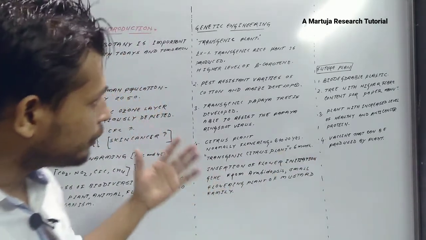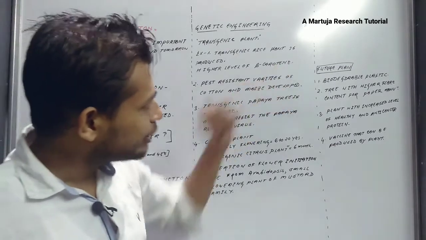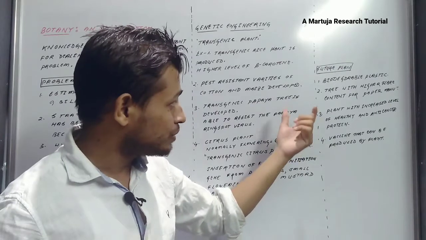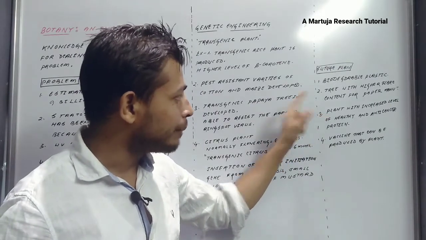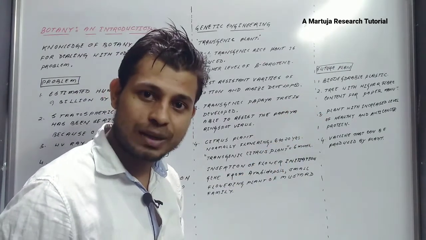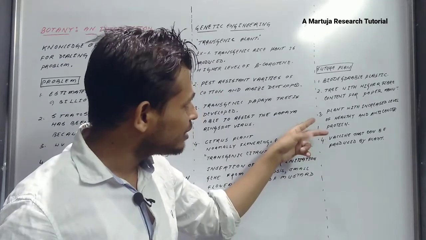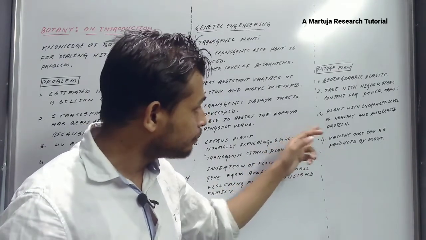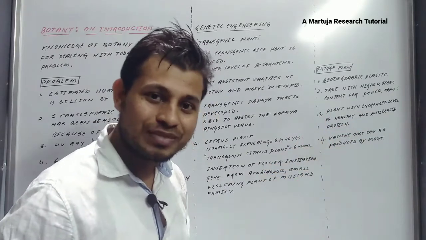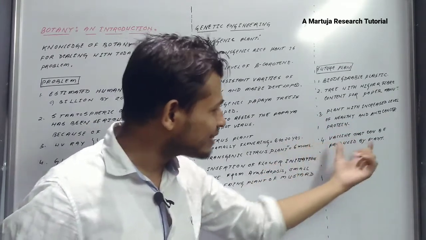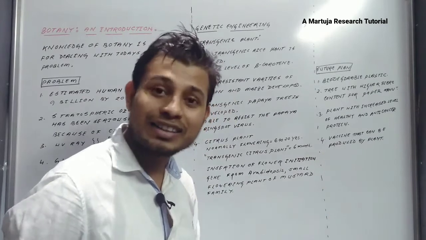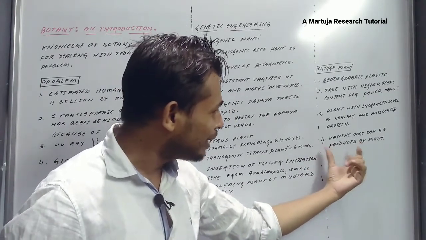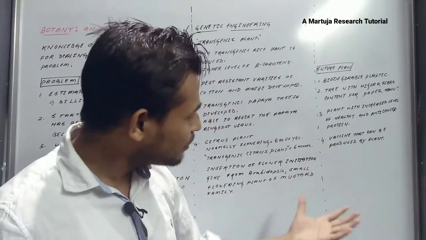And what is our future plan? You can see here the future plan: biodegradable plastic production and trees with higher fiber content for paper manufacture. The next future plan is plants with an increased level of healthy and anti-cancer proteins. So it is our future plan. Then the vaccine that can be produced by the plant. Yes, the research is also going on. You will be amazed that vaccines can be produced by plants.